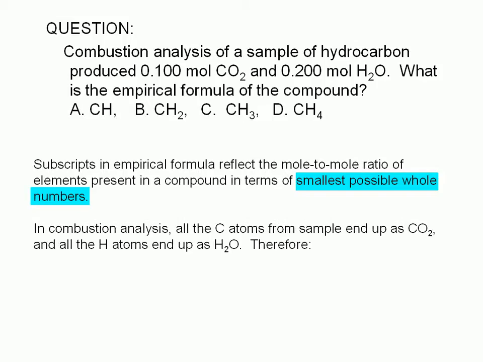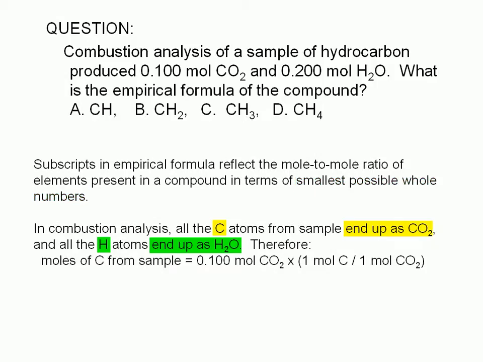In the combustion analysis of an organic compound, all the carbon atoms in the sample end up as part of carbon dioxide molecules, and all the hydrogen atoms in the sample end up as part of water molecules. Since we are given the amount of carbon dioxide and water molecules obtained from the sample, we have enough information to determine the mole-to-mole ratio of carbon to hydrogen in that sample.